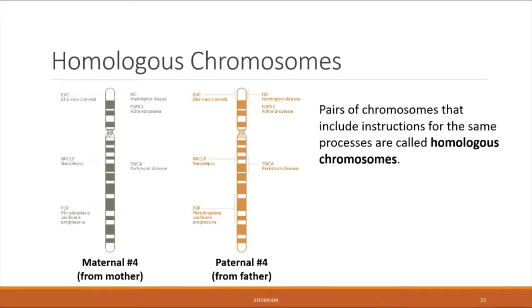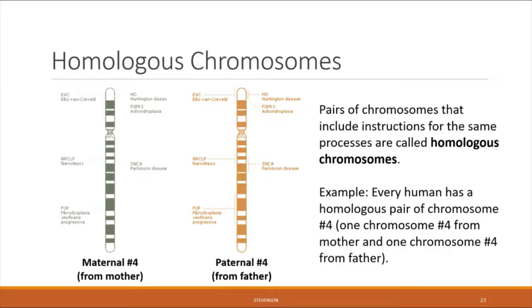Now, we were looking at one chromosome number 4, but as I said, everyone has two of these, one from your mom and one from your dad. And these pairs of chromosomes contain instructions for the same processes and are called homologous chromosomes. The prefix homo means the same, and so homologous chromosomes contain the same sets of instructions. For example, every person has two chromosome number 4s, one from mom and one from dad, which means that your body actually has two separate sets of instructions for making this alpha-synuclein protein, one on the first chromosome and one on the second chromosome.